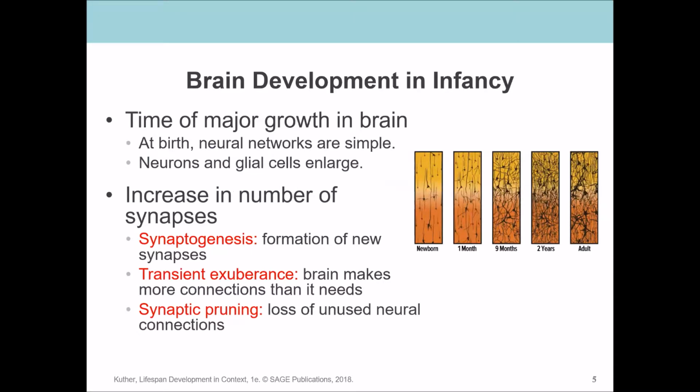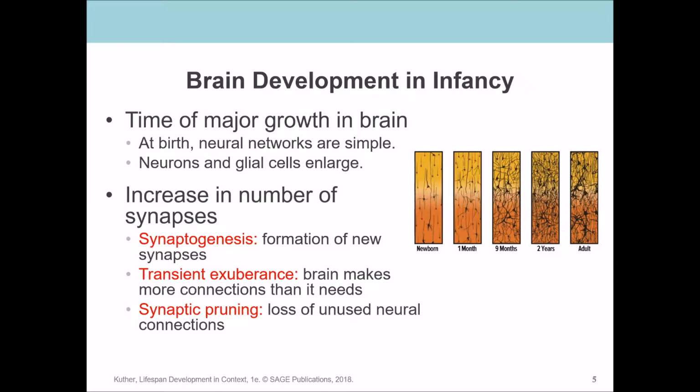So infancy is a time of major growth in the brain. A newborn's brain is about 25% of adult weight, and it becomes 80% of adult weight by age 2. And at birth, neural networks are very simple. If you look at the right-hand side, I've got a graphic showing this, where a newborn brain has fewer connections, and then as children age, you see many more of these connections amongst the neurons.